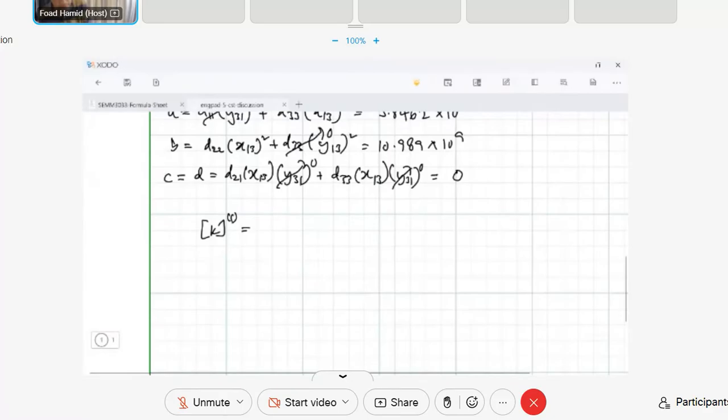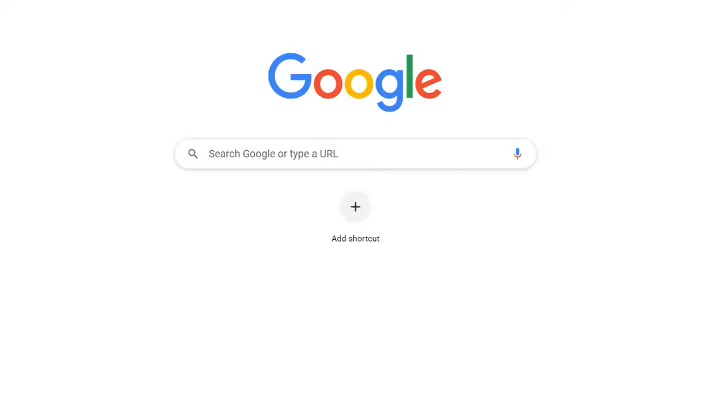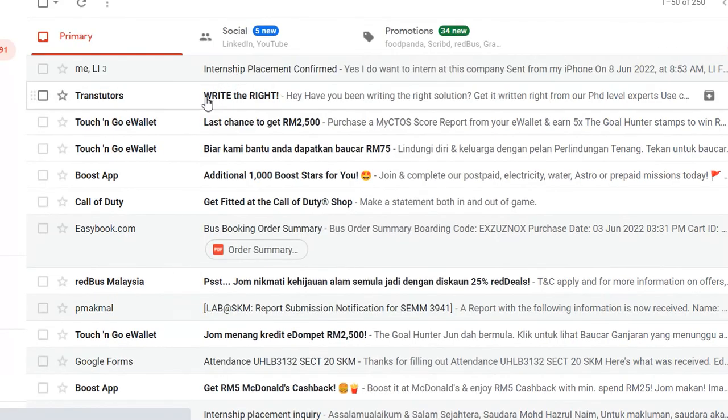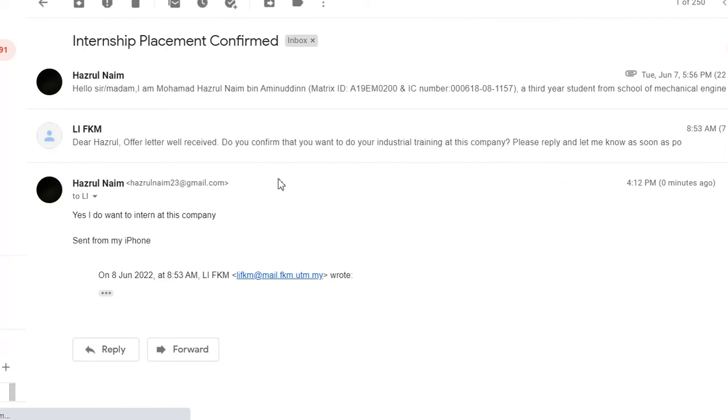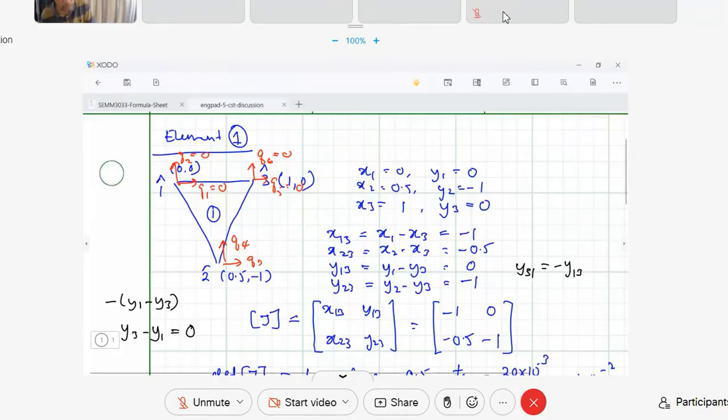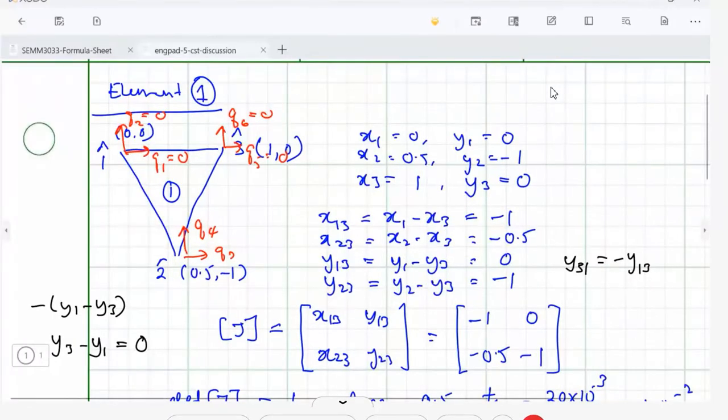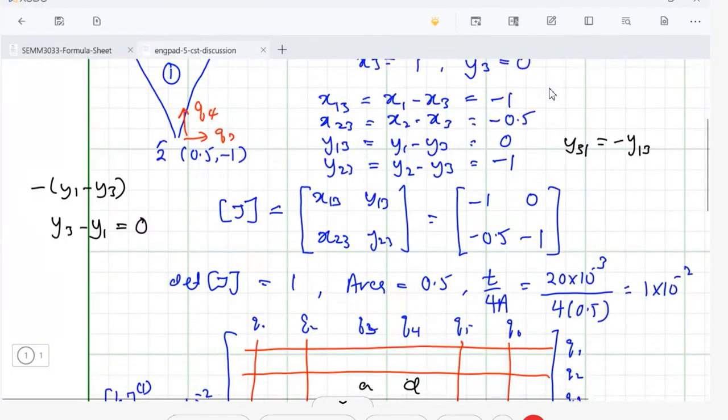for the first element is, as expected, a 2 by 2 matrix. If I renumber this using global coordinates, this is node 1 local, but if you look at our nodal connectivity table, this is global node 1, global node 2, and global node 3, based on our element connectivity table.